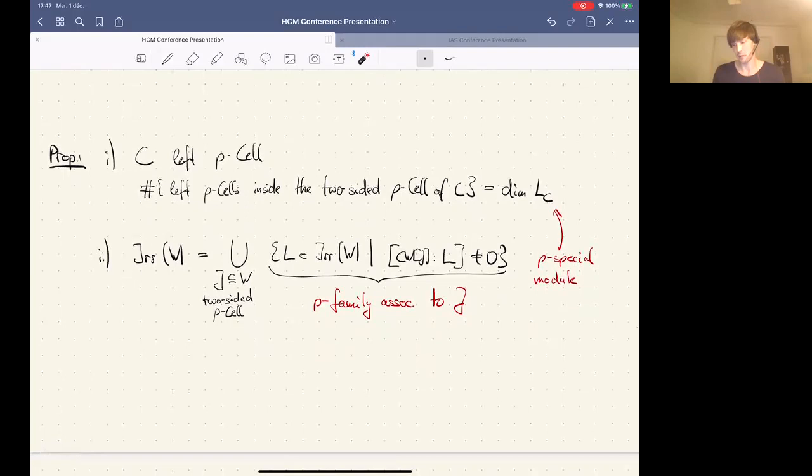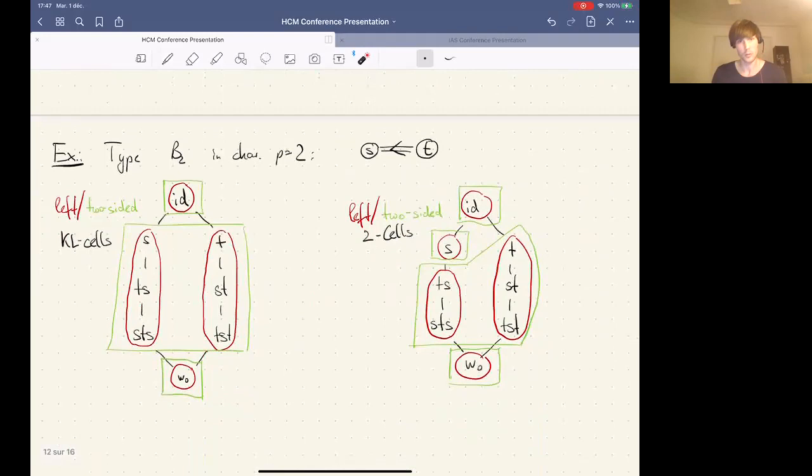And so, let us look at this in one example. Okay, so in type B2 in characteristic 2, so for finite type B2, the only case for which the P Kazhdan-Lusztig basis differs from the Kazhdan-Lusztig basis is for P equals 2. And in this case, one should also note that the Kazhdan-Lusztig basis only depends on the Coxeter system, whereas the P Kazhdan-Lusztig basis actually depends really on this Cartan matrix. So it sees which root is short and which is long. So in this case, let's assume that S is the short root and T is the long one.